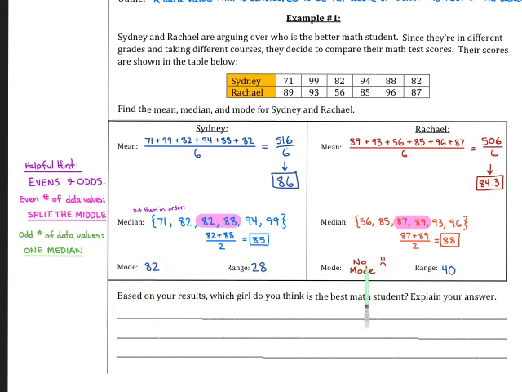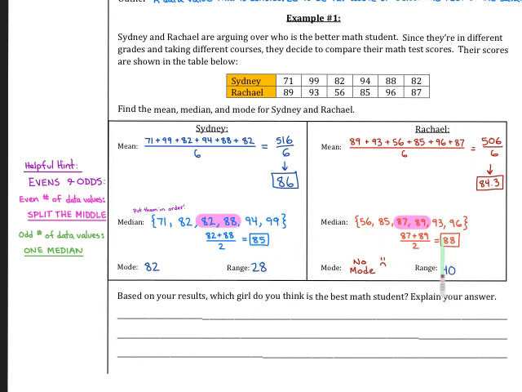Mode is helpful sometimes, but not really here. It doesn't matter. If you score the same score on a test twice, it doesn't mean you're a better math student. So the mode really doesn't matter, but I want us to compare the means for the two girls and the medians. So Sydney has a higher mean, which means on average, she gets a higher score than Rachel. However, Rachel has a median that's 3 higher than Sydney. So Sydney's average was only about 1.5 higher, but Rachel's median is 3 higher.